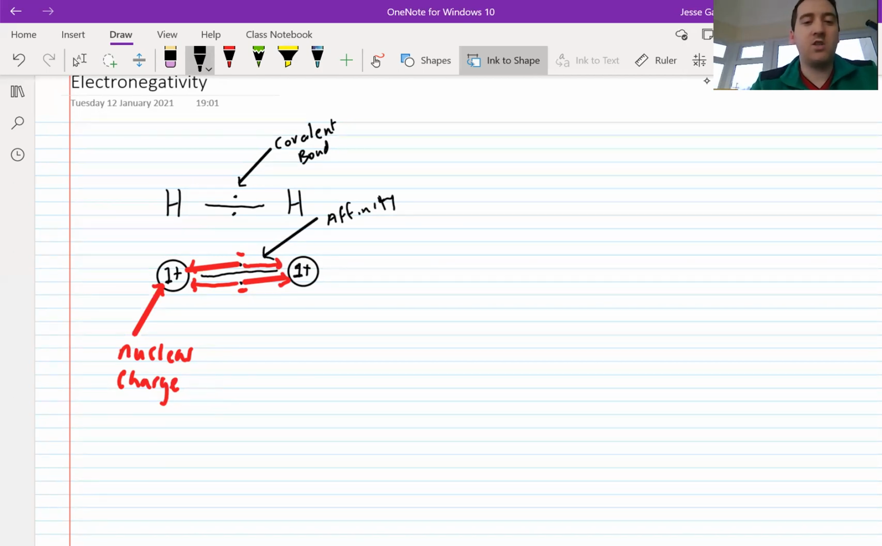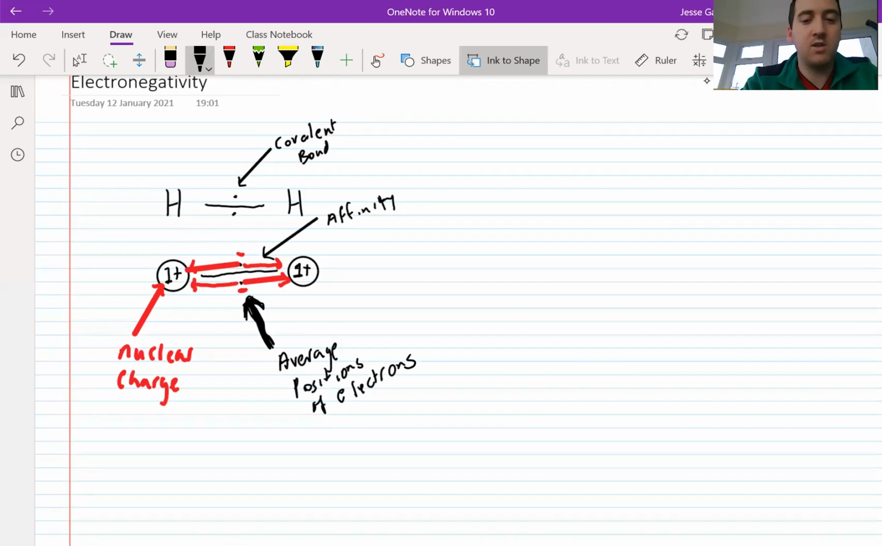Now, because the nuclear charge of both of these atoms is the exact same, that means that the electrons on average are found right in the middle between the two atoms. So the average position of the electrons is right in the center between the two atoms. We say they are shared equally because neither atom has a greater affinity for the shared pair of electrons. And this is because the atoms are the exact same.